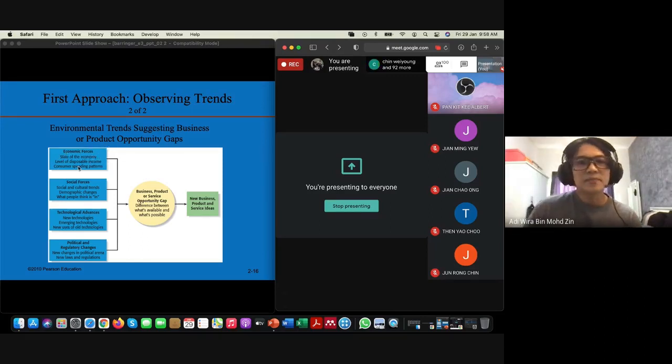I hope you are clear with the state of the economy, and of course we also have to look at disposable income. Disposable income refers to how much is left once you get your salary or income, after deducting all the mandatory expenses like rental, utilities, EPF, tax, and so on. So let's say you guys study from home and get pocket money from your parents.